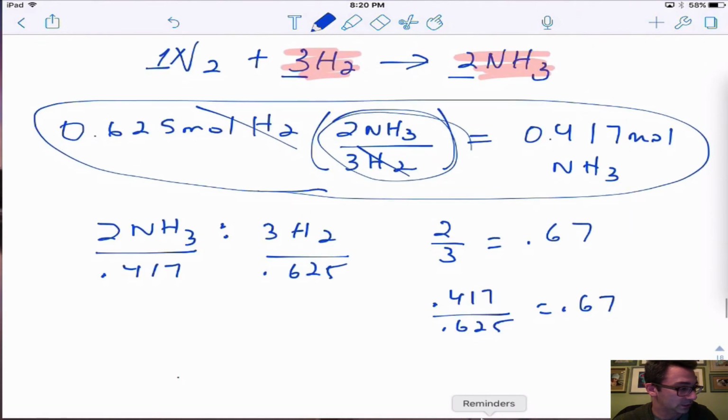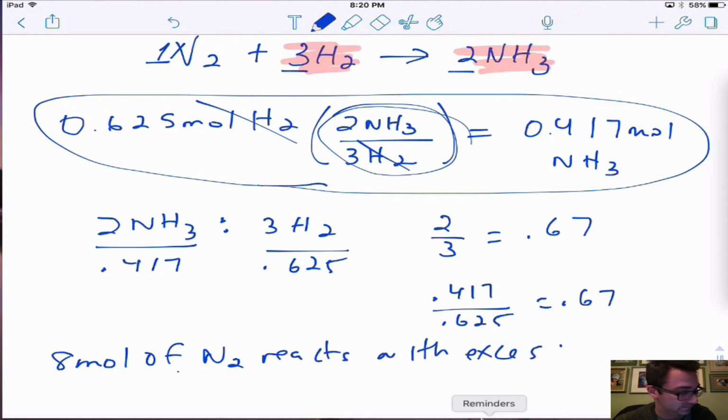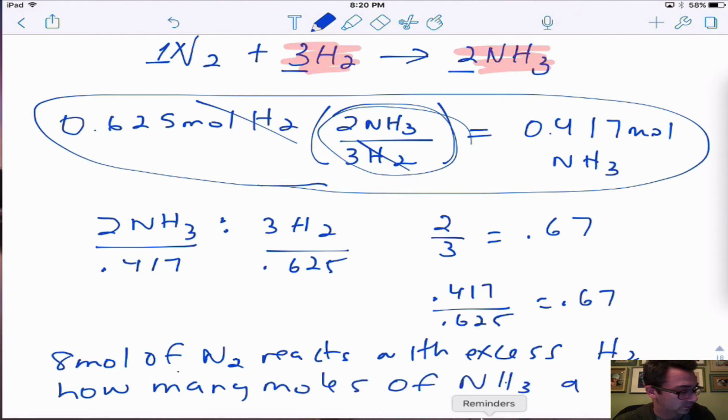with the same equation, where we have something like 8 moles of N2 reacts with excess H2. How many moles of NH3 are produced?